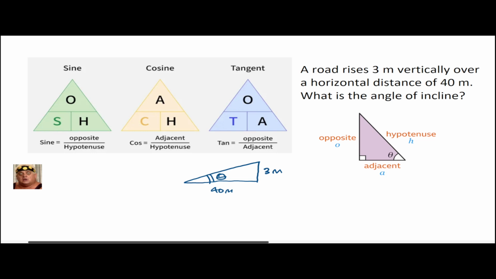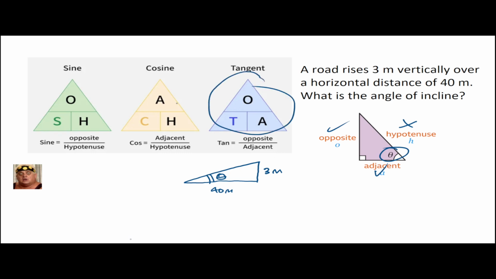So finding theta, we're going to need to use the inverse function. So what have we got? Well, we've got the opposite and the adjacent. We don't have the hypotenuse, but we don't really need it, and we are looking for theta. So opposite and adjacent means we're going to be using tan. So theta is going to be equal to tan -1 of opposite over adjacent, and opposite is 3 over 40. We would put that in the calculator.